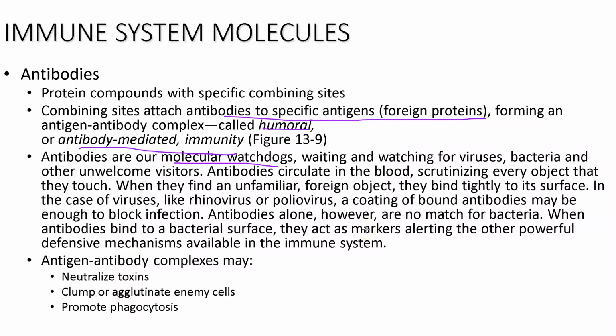However, they are no match for bacteria, so when antibodies bind to a bacterial surface, they act as markers or signals alerting the defensive mechanisms: hey, this is a bad guy, come destroy it. And so antigen-antibody complexes may neutralize toxins, clump or agglutinate. Agglutinate is the word for clumping together enemy cells, and they promote phagocytosis, which is engulfing cells.